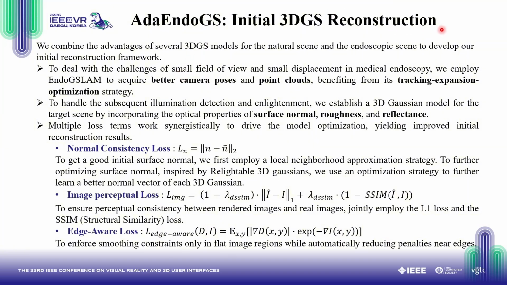Initial 3DGS reconstruction is to build an illuminatable 3D Gaussian model for endoscopy. We use EndoGSLAM to get accurate camera poses and point clouds, far more adaptive to endoscopy than traditional tools. We initialize the Gaussian model with the surface attributes I mentioned and optimize them with 3 key losses: normal consistency, image reconstruction, and edge-aware regularization. This ensures high-fidelity 3D reconstruction for the next stage.